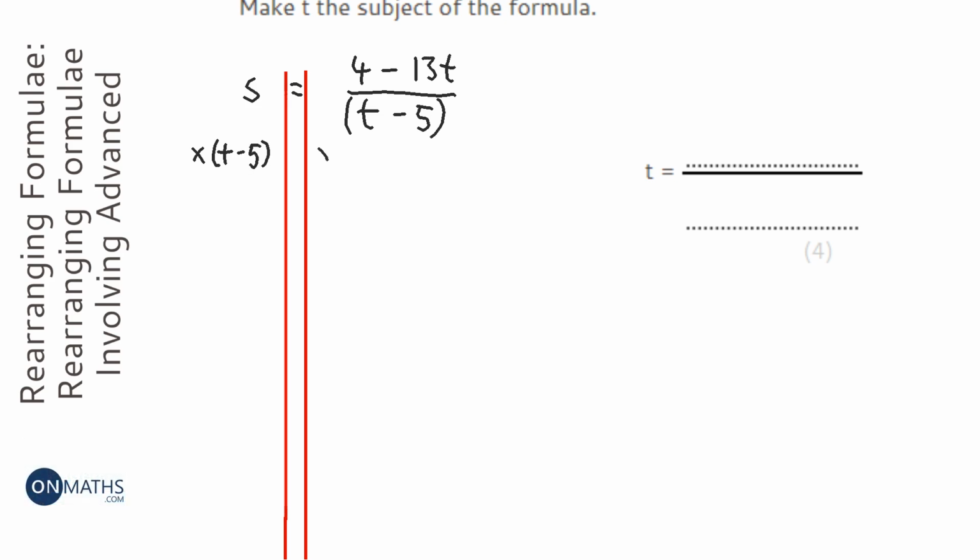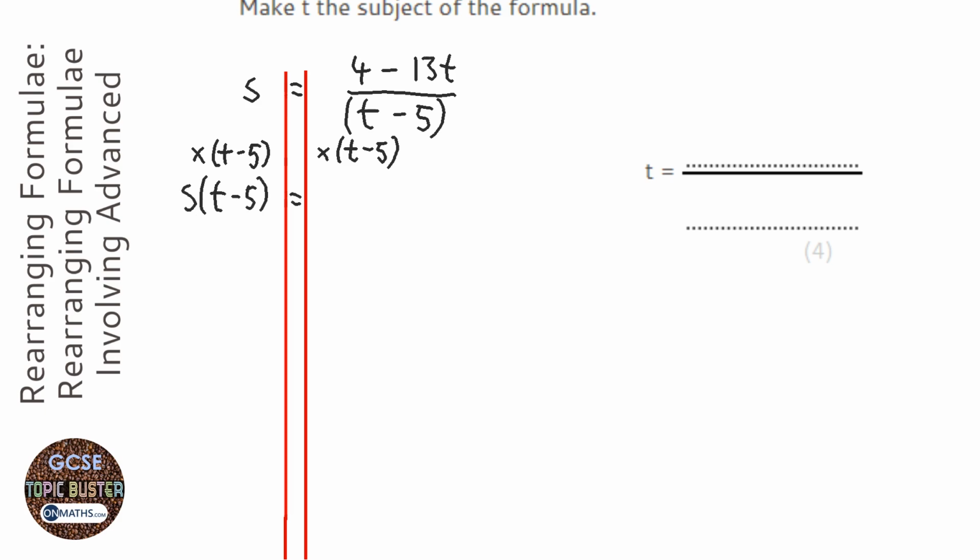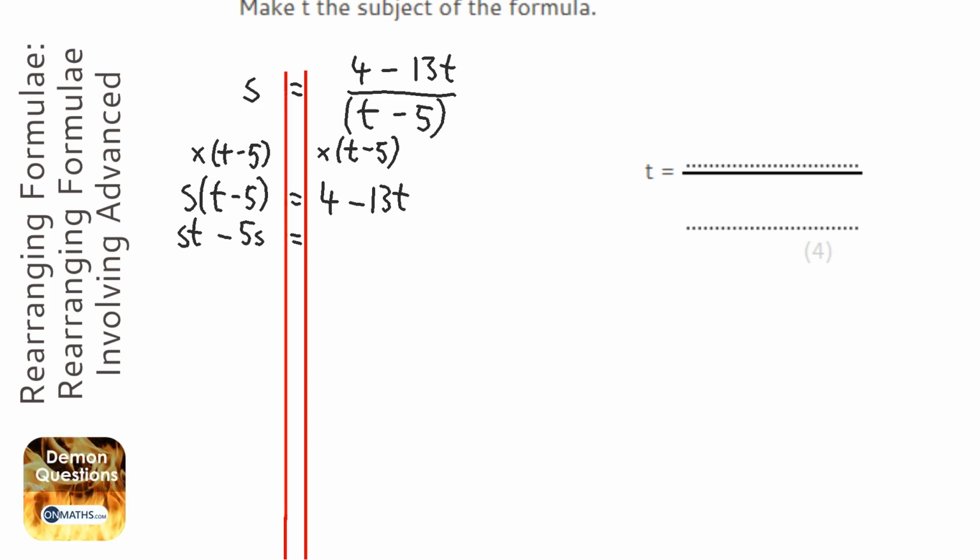You can't really do anything in these kinds of questions with a fraction or a bracket lingering around. You just need to get rid of it. So s bracket t minus 5, and that just leaves the numerator there. Now we also want to break open that bracket, so st minus 5s equals 4 minus 13t.